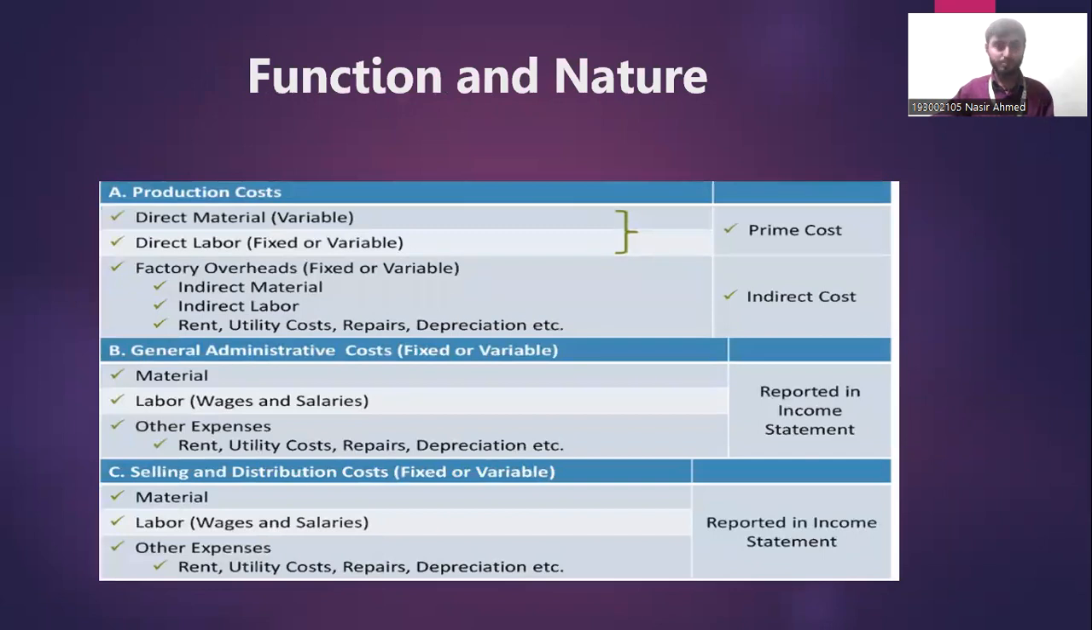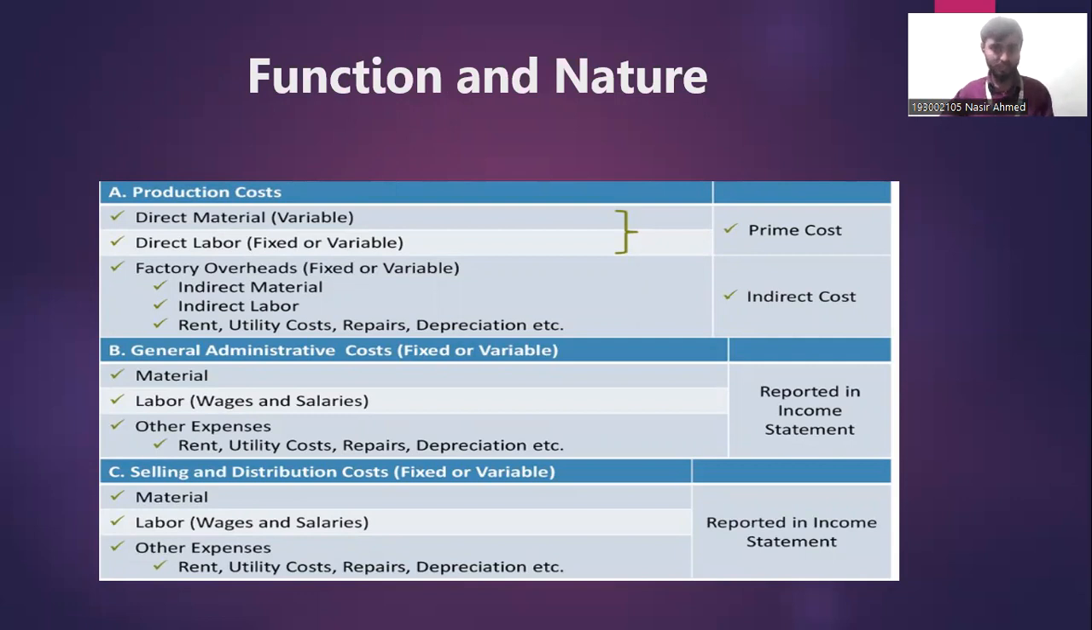Here you can see the pictorial, the production and nature. It is divided into parts: production cost, general administrative cost, and selling and distribution costs. Direct material and direct labor, that's prime cost, and factory overheads. It's indirect material, rent, utility cost, repairs, depreciation.